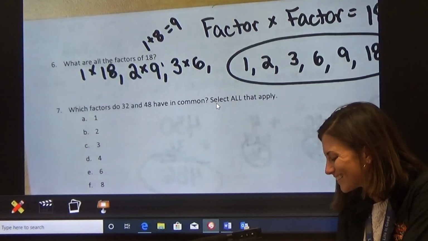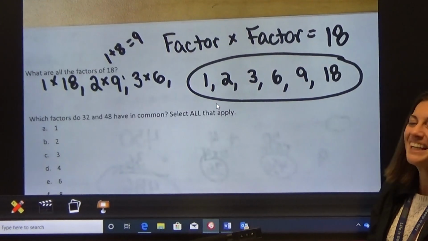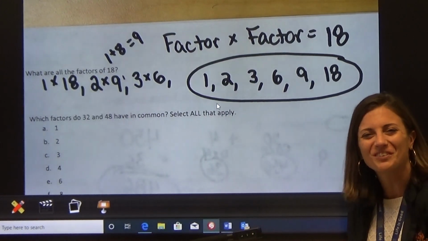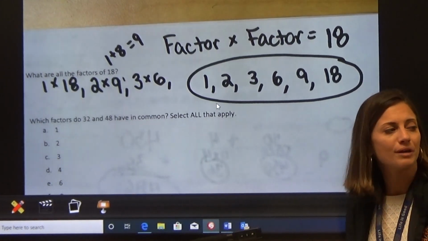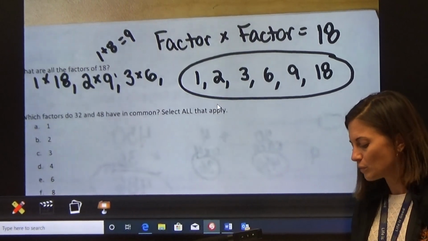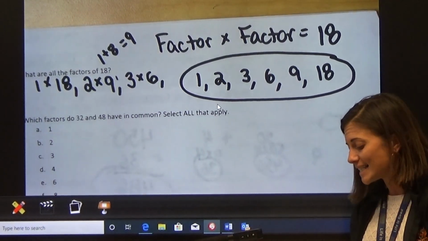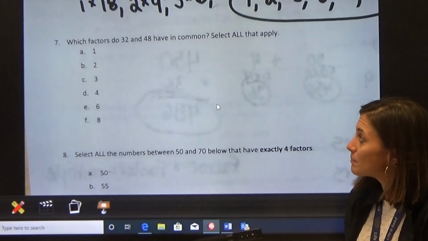Yeah, I got it right. Ooh, not bad. All right, obviously we're getting pretty good with our factors. All right, guys, we're going to bring it back. Thank you, and we're going to keep going. Number 7. Go on down to number 7.